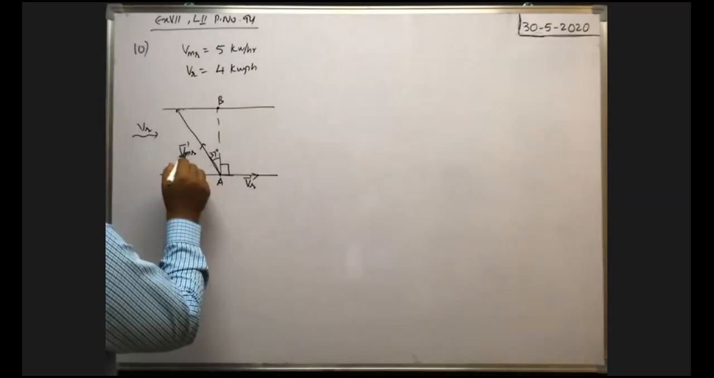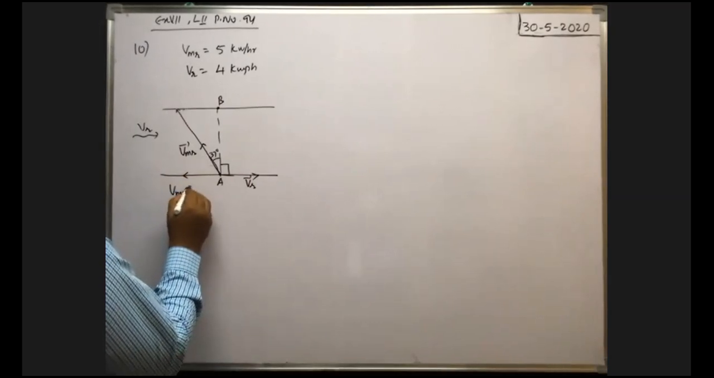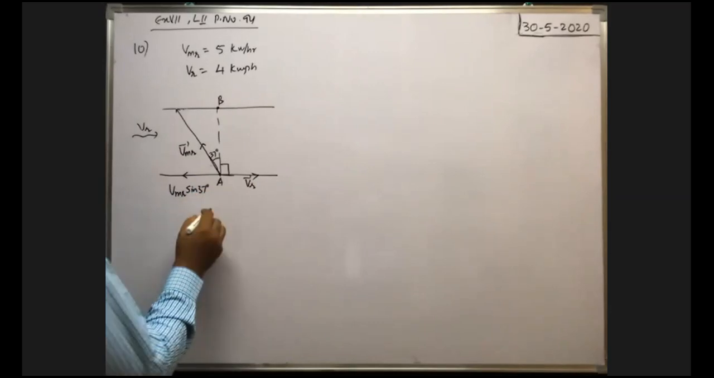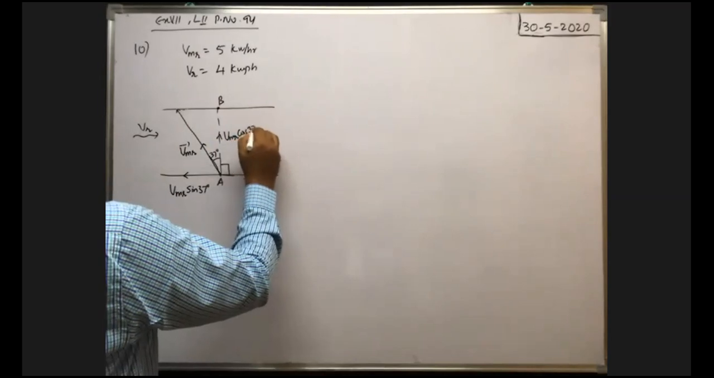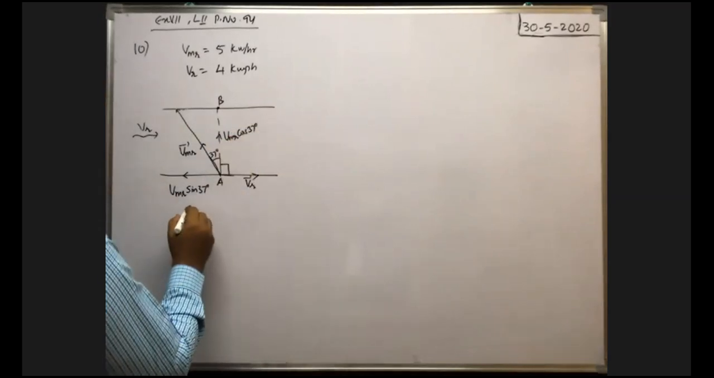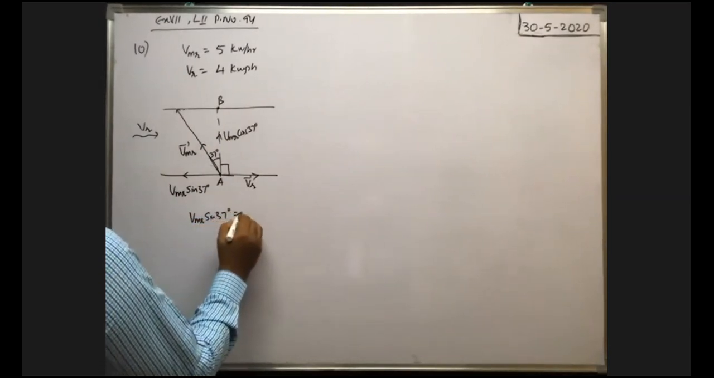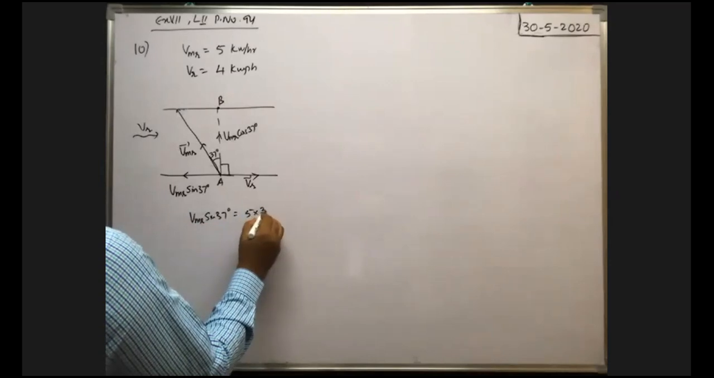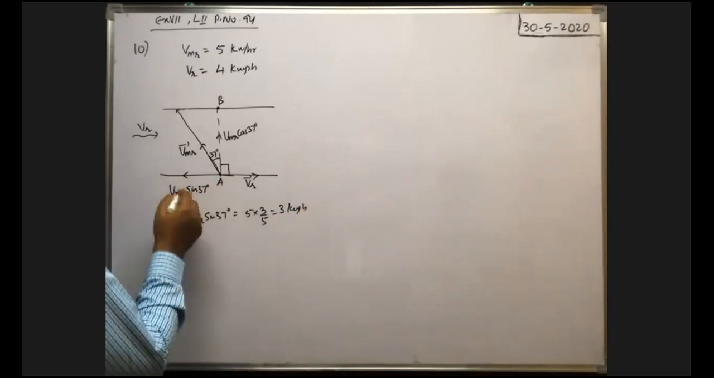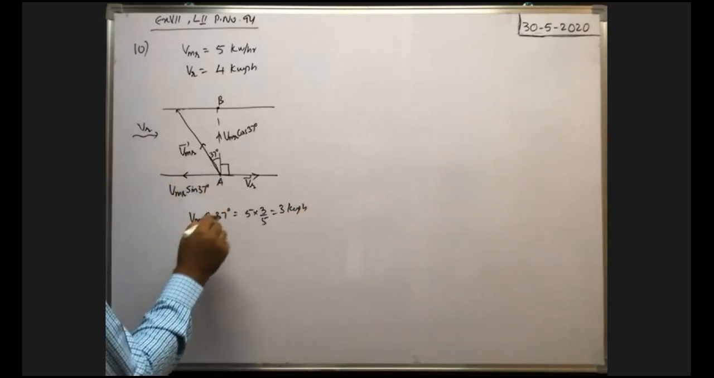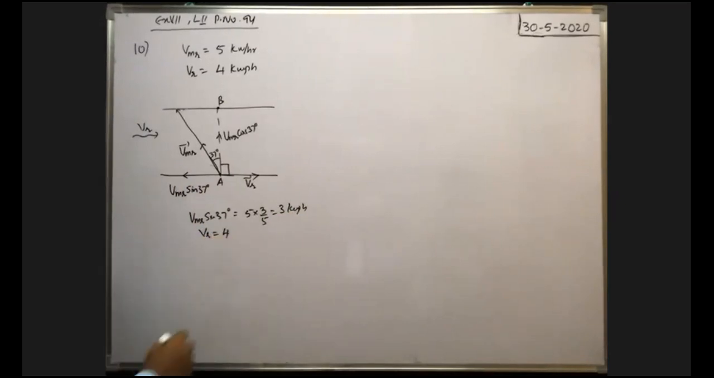Here you resolve this VMR into components. One component in this direction is VMR sine theta, VMR sine 37, and this component is VMR cos 37. VMR sine 37 is equal to 5 into sine 37, which is 3 by 5, that is equal to 3 km per hour. So in this direction, the velocity of the man with respect to the river is this one, and the velocity of the river is already 4 km per hour.